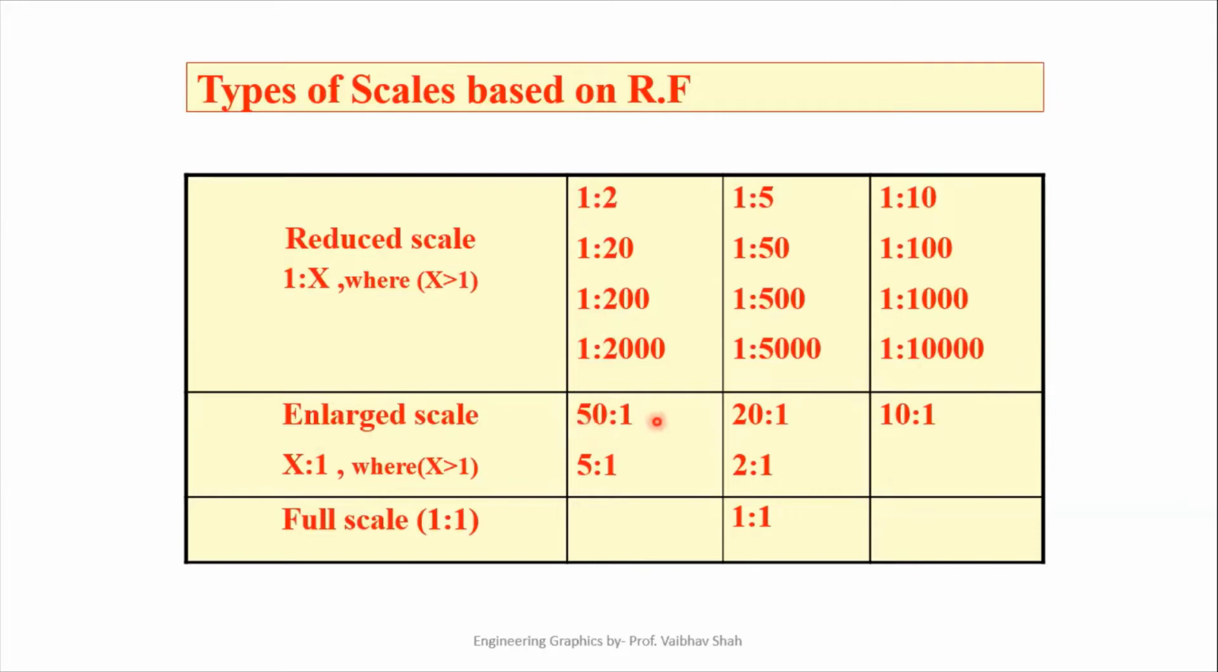That means you are getting 50 as the answer. That means you are multiplying your drawing size by 50 times. Here 5 by 1, that means you are getting 5. That means you are drawing your object 5 times larger than your actual object. So this scale would definitely be your enlarged scale. And full scale means whenever you are drawing the actual object in the same dimension on your drawing sheet, same dimension, you will be having 1:1. So these were your 3 types of scale based on your RF.